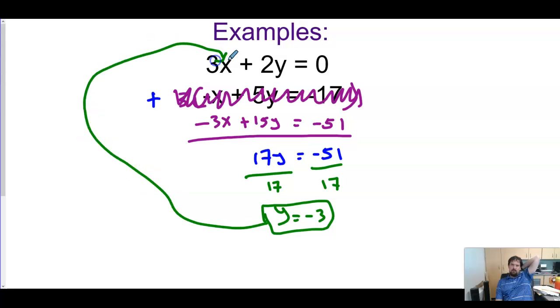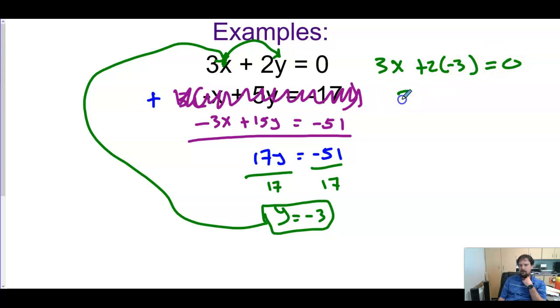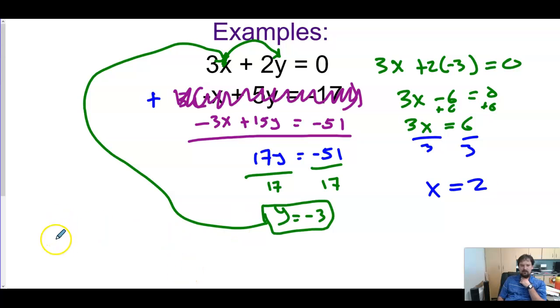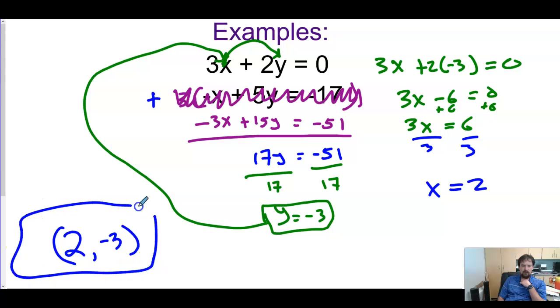Alright, let's go ahead and plug it back in. Once again, I'm going to plug it into the top one. It's not always the case, but it has been on these examples. So we got 3 times x. Oops, I'm supposed to plug it into the y right here, not the x, because I found what y equals. So 3x plus 2 times y, which is negative 3, equals 0. So we get 3x minus 6 equals 0, because 2 times negative 3 is negative 6. Add the 6 to both sides. And then let's go ahead and divide by 3. We get x equals 2. So let's go ahead and write down our answer in coordinate form. 2, negative 3 is my final answer.